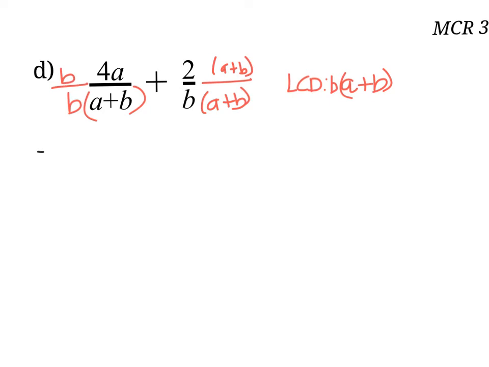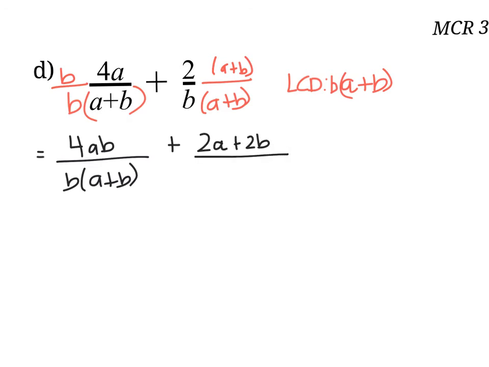Let's simplify this quickly. We've got b times 4a. Can we just expand this as we go? Or expand this, simplify. b times 4a, right up here, is just going to be 4ab. So I'm just going to write 4ab all over b(a plus b). And then can we expand this guy too? 2 times a plus b is going to be 2a plus 2b. So we got plus 2a plus 2b all over b(a plus b).